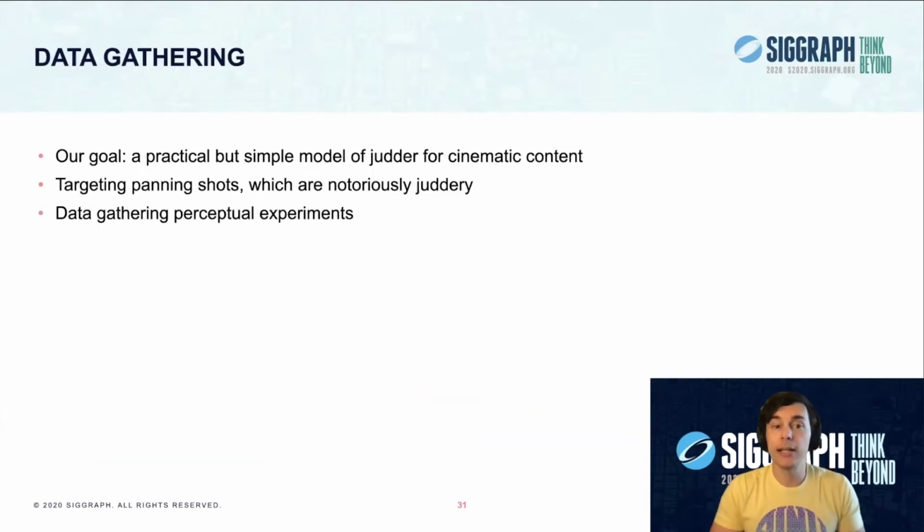Our goal here then is to create a practical but simple model of Judder for cinematic content with this goal of preserving artistic intent mainly. We target panning shots, which are notoriously juddery, like the shot that I showed you in the beginning of the presentation. And our method here is to gather data using perceptual experiments, so we learn a bit more about Judder.